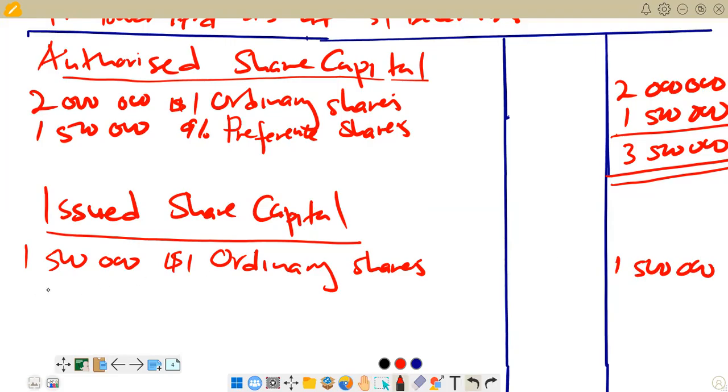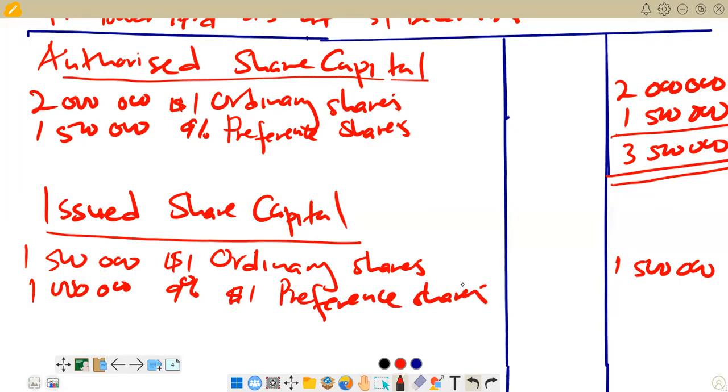Then for issued, we also have 1 million again, 1,000,000 9%, $1 preference shares, and the value is also 1 million. We add to get the total issued share capital, we get 2,500,000. So that's what we have there. Obviously, now we are left with reserves.